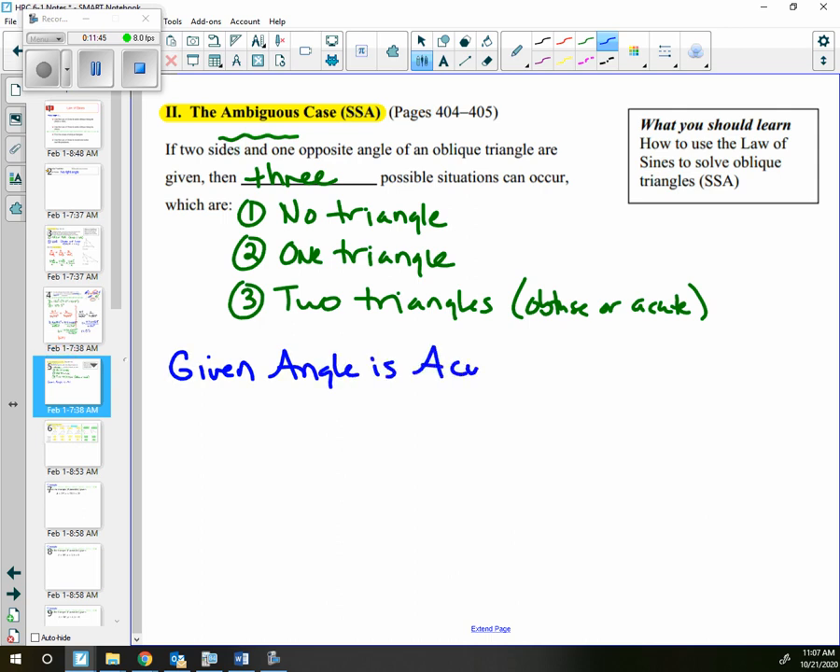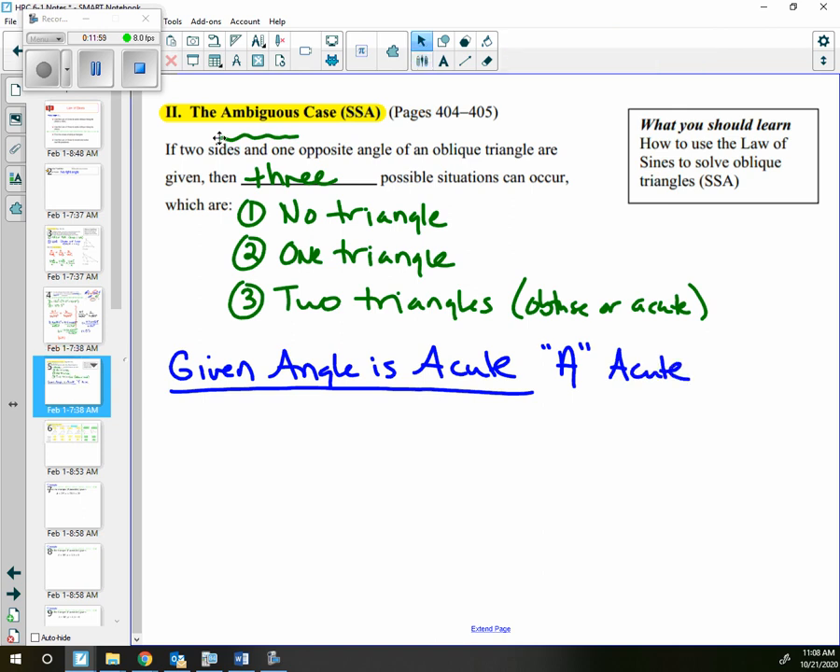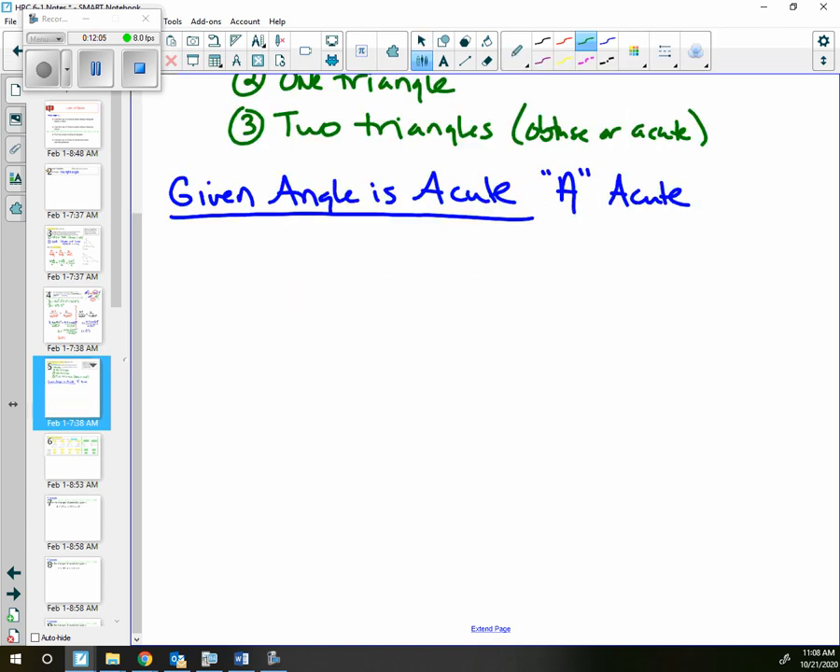Now, we have to have some way to talk about this angle. So we're going to say angle A for this. So A is acute. But it wouldn't have to be angle A, right? It's just the angle that you know. So we have two sides and an angle. Whatever angle you're given, we're going to call that angle A, but it could be anything that's happening in that situation.